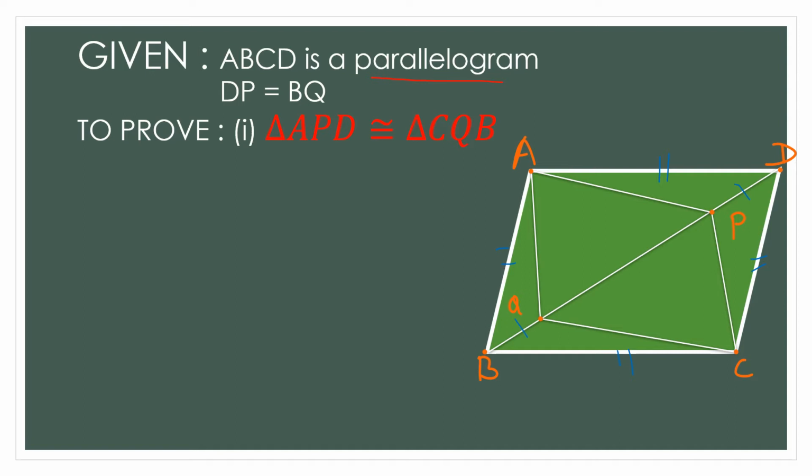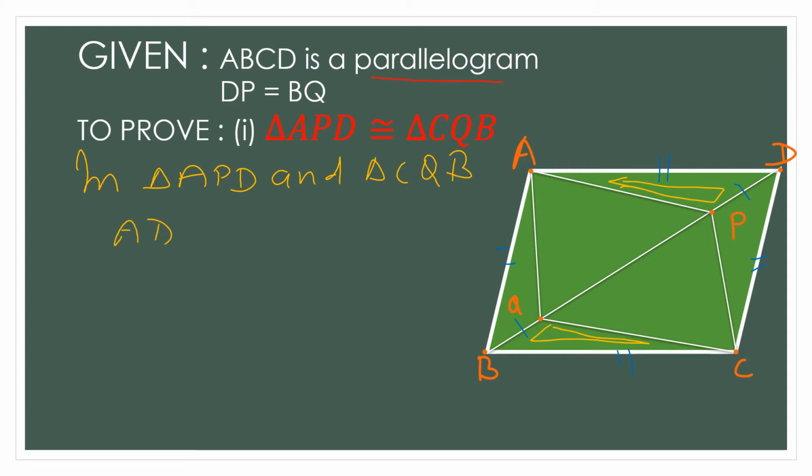In the first part, we have to show triangle APD is congruent to triangle CQB. Let's mark the triangles. Can you find out three things which are congruent to each other? So, in triangle APD and triangle CQB, we can write down AD is equal to CB because it's an opposite side of a parallelogram.